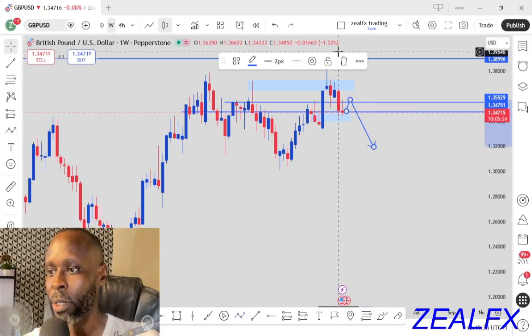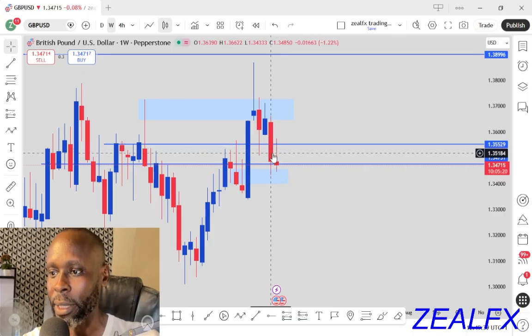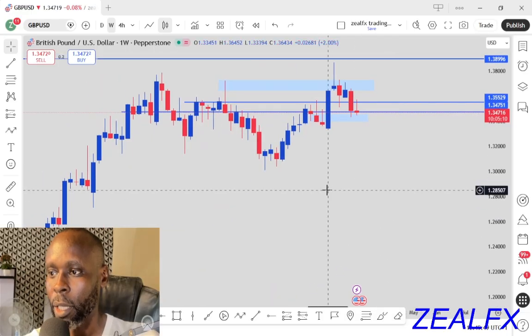Then what do we see now? We can see that price has tested that particular level. So now that price has tested this level on the British pound USD, we expect price to start to go down from this particular resistance level.